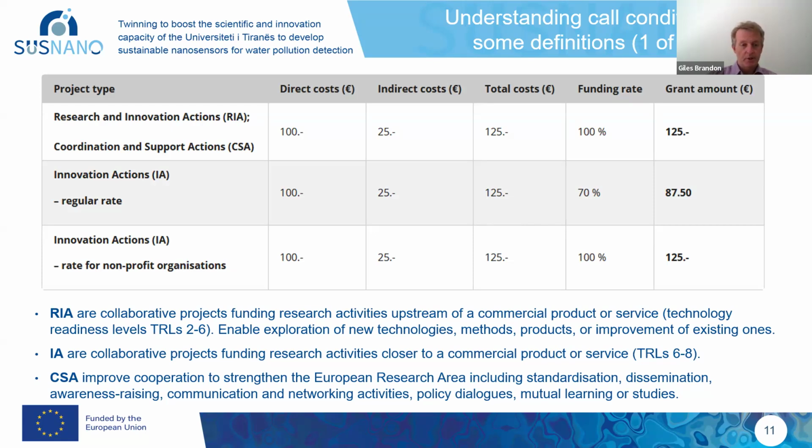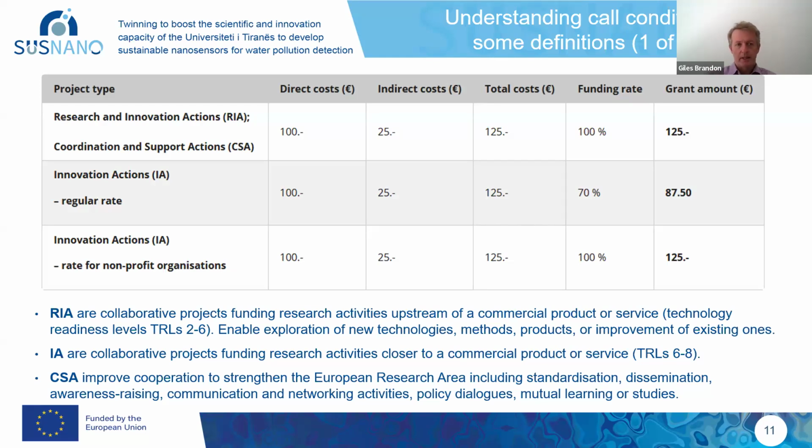And then lastly, coordination support actions, or CSAs. CSAs are not actual collaborative research projects themselves. Instead, they're about improving cooperation to strengthen the European research area. This might be through cooperation activities on standardization, dissemination, awareness raising, communication and networking activities, policy dialogues, mutual learning or studies. I should add, for example, the SUSNANO project is a CSA. So that's a word about the definitions of these three different types of action.